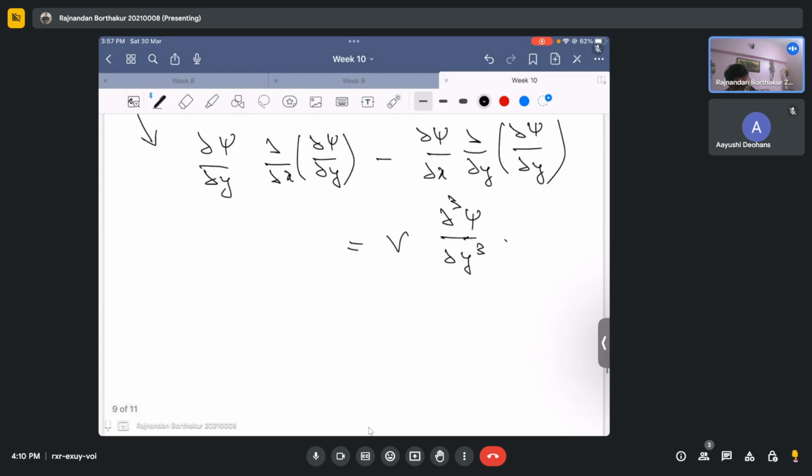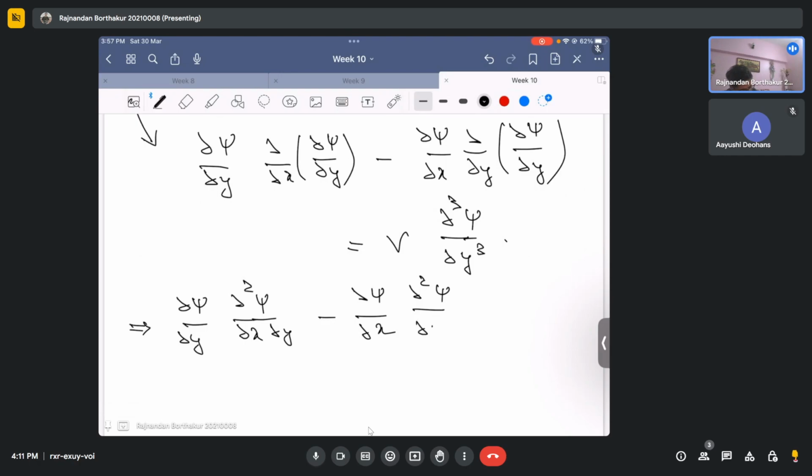Okay, so now let's simplify this. Del psi by del y times del x of del psi by del y is del 2 psi by del x del y. And this becomes minus del psi by del x times del square psi by del y square, and this is equal to nu times del 3 psi by del y cube.